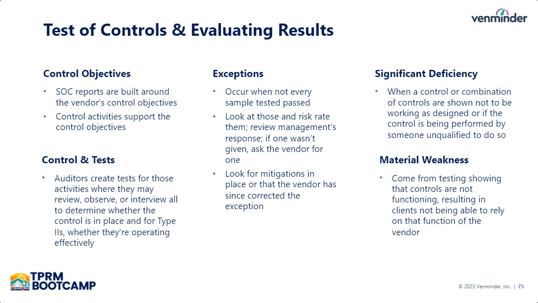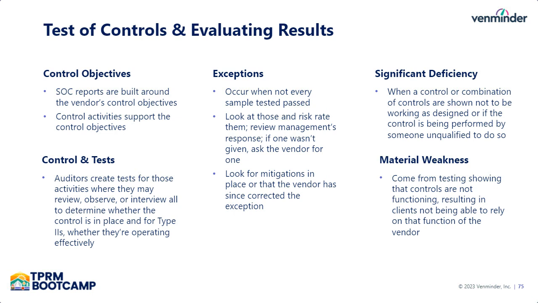A significant deficiency is when a control or a combination of controls are shown to not be working as designed, or if the control is being performed by someone who's unqualified to do so. Material weaknesses come from testing showing that controls are not functioning. This results in clients not being able to rely on that function of the vendor. And though less common, significant deficiencies and material weaknesses are important to notate when found.